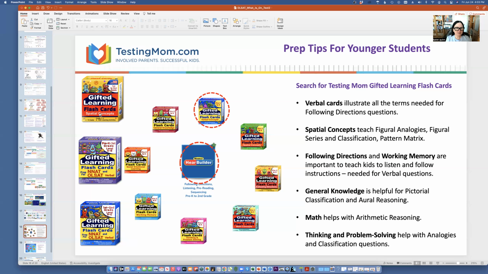The spatial concept cards are really helpful for some of those spatial nonverbal questions. And there are OLSAT and NNAT cards. The OLSAT cards are good for younger kids and for verbal questions. But the NNAT questions are nonverbal, so they're very much supportive of the figural analogies and the figural series, all of that. That's helpful here as well.